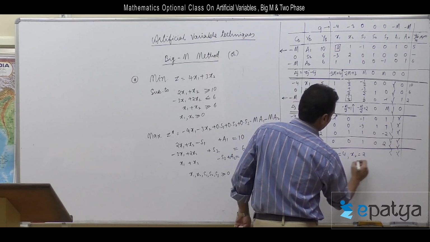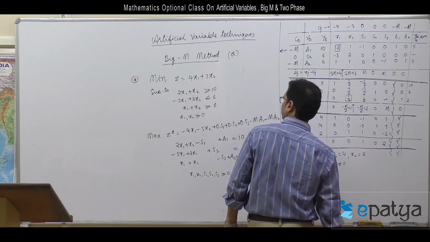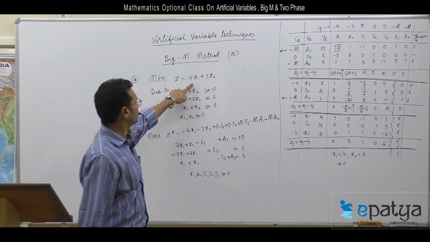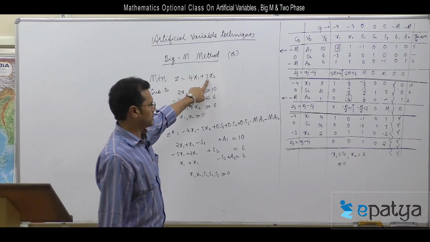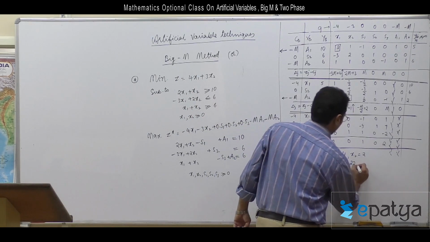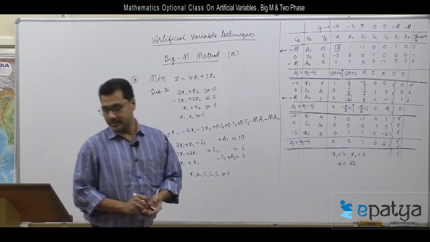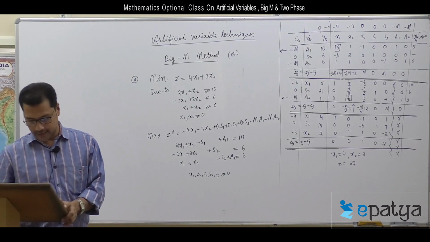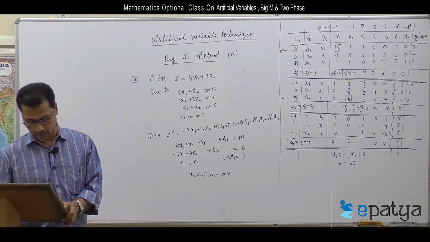This is for z star. Therefore, z equal to, substitute directly here, 4, 4, 16, 16 plus 6, 16 plus 6 is 22. Z star is minus 22, whereas Z is plus 22.